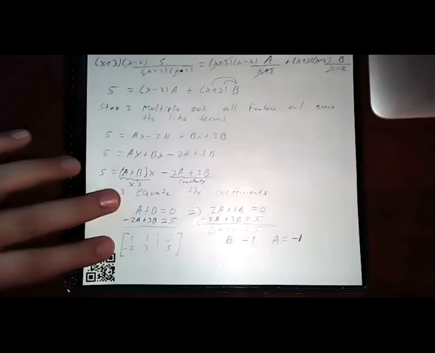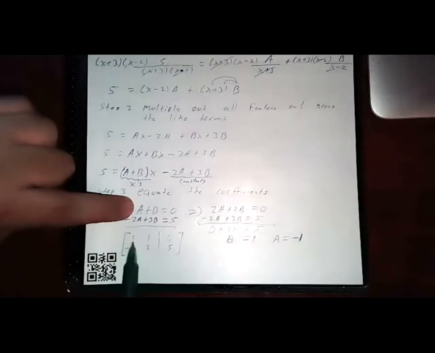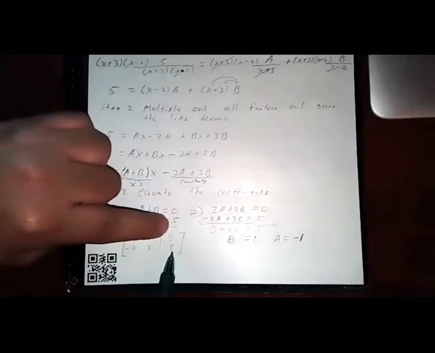I did 2 row 1s plus row 2 to row 2. Yeah, these are the coefficients of your variables, right? This is the A column and B column. So there's 1A, a -2A, 1B, a 3B, constants, constants, right? Do you remember doing that?